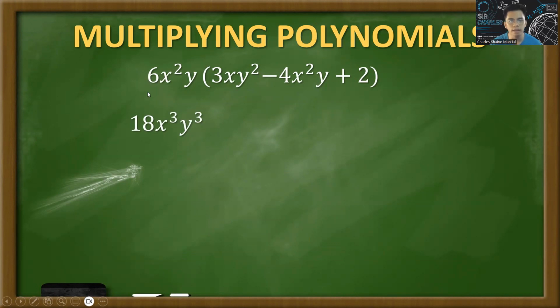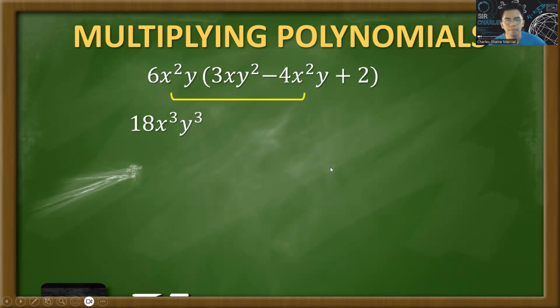So ang ginawa lang natin, minultiply natin si 6 times 3, that is equal to 18. And then si x, tiningnan natin, multiply natin si x squared times x. Ibig sabihin, i-add po natin yung exponent niya. So, 2 plus 1, that is equal to 3. Same with y times y squared, or 1 plus 2, that is equal to 3.